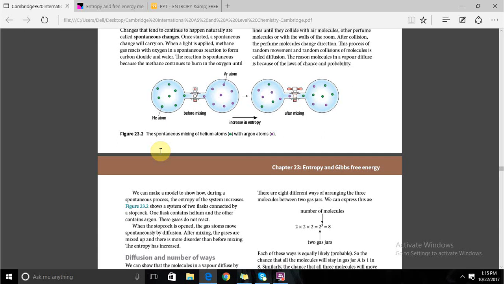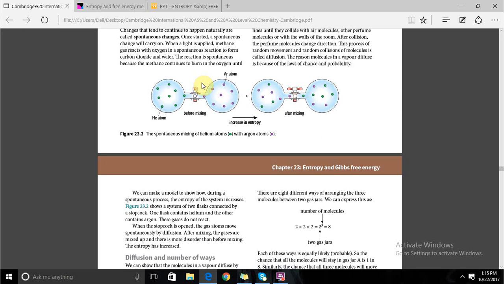And then we come to something called the laws of chance and probability. It has a lot more to do with entropy, and a lot to do with the various types of arrangements. So if we were to take a look at figure 23.2, we have two flasks, and they're connected by something called a stopcock. One contains helium and the other contains argon, and the gases are basically inert.